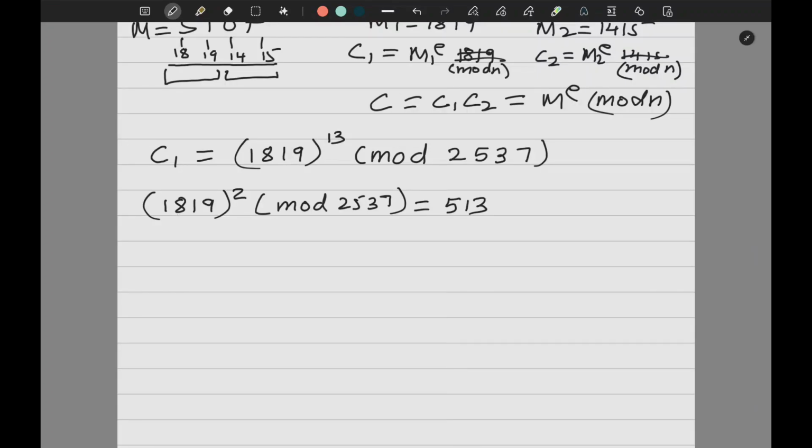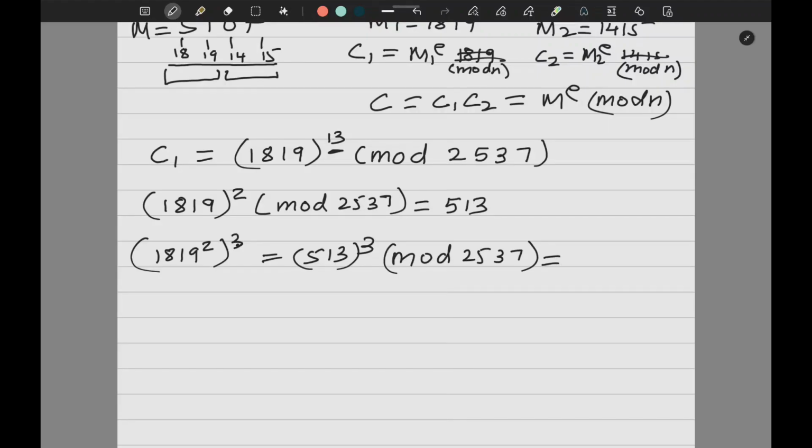Correct. Now this is the 1819 square. I want to reach till 13. So now what do you do? Now 1819 square you have done. Now you do the cube on both the sides. So 513 cube mod 2537 you have to solve. Correct. So how much will it be?